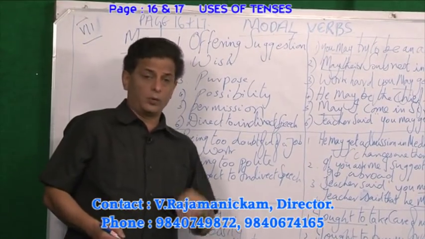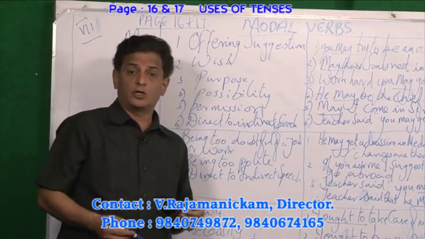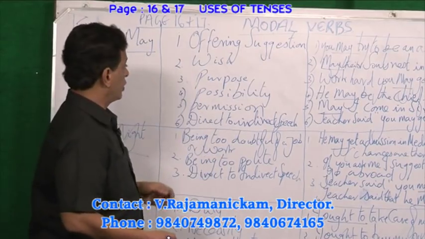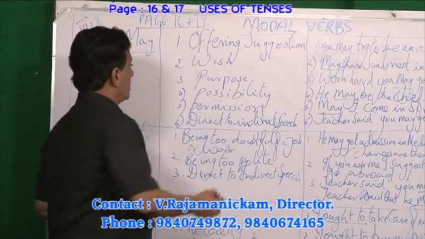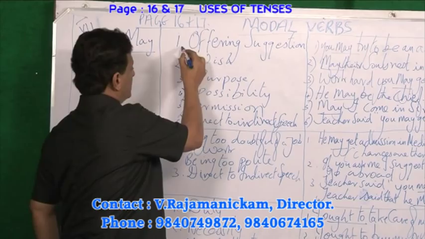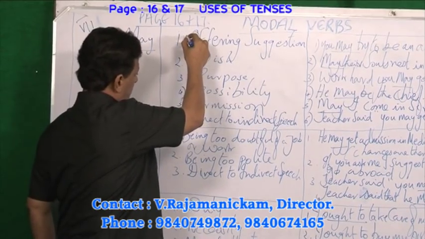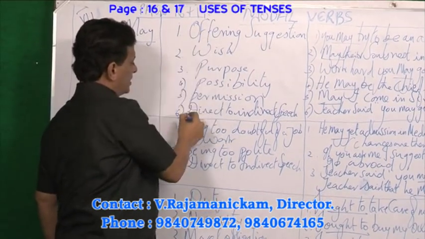May, M-A-Y. It is the month of May also, you can say. That is a noun. This is a modal verb. May means, number 1, in which places are you using it? 6 places you are using.